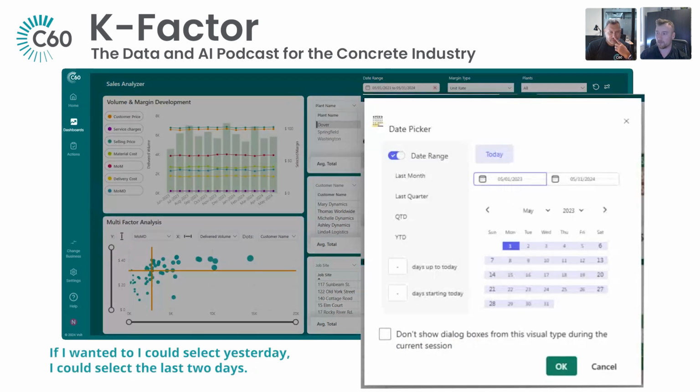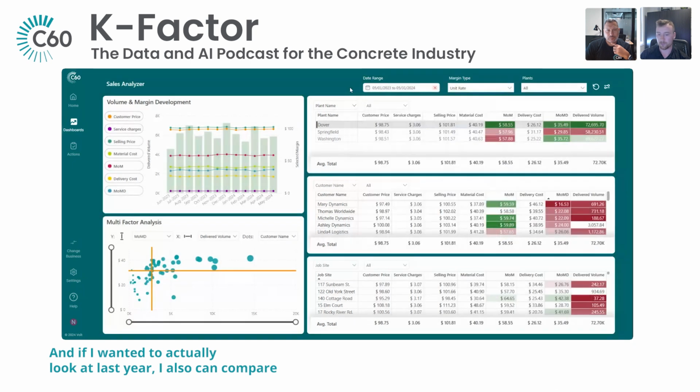If I wanted to, I could select yesterday, I could select the last 2 days, I could go back the last week. And if I wanted to actually look at last year, I also can compare customers on a yearly basis or even plants on a yearly basis.